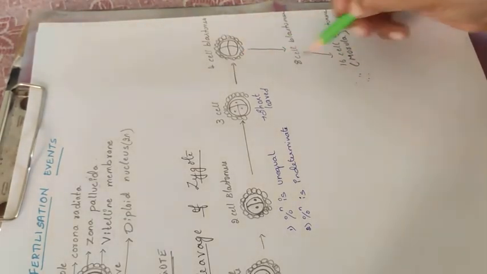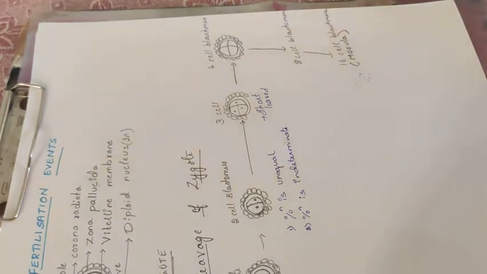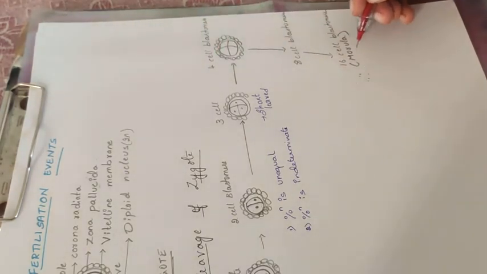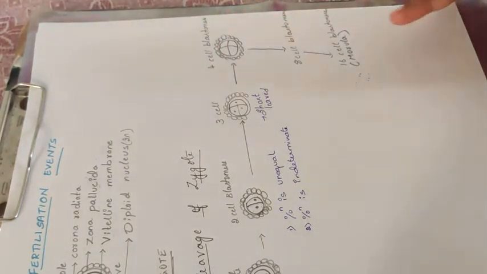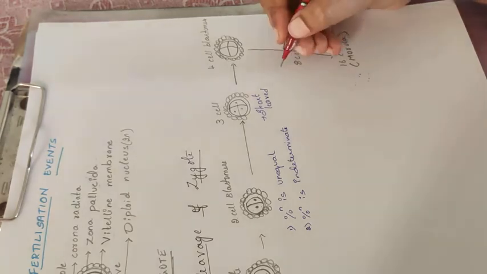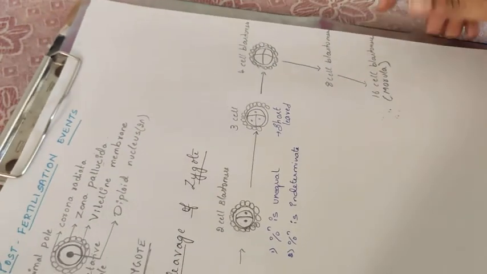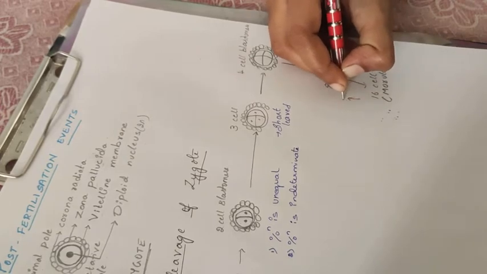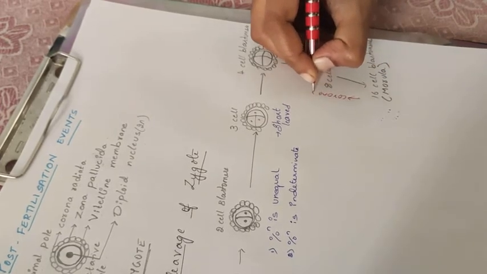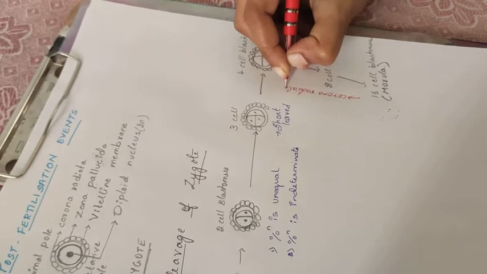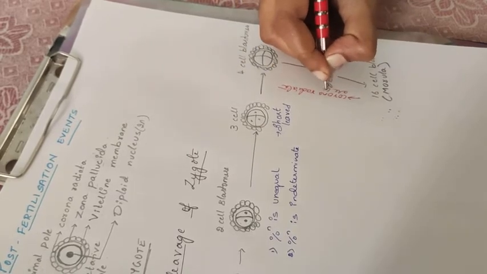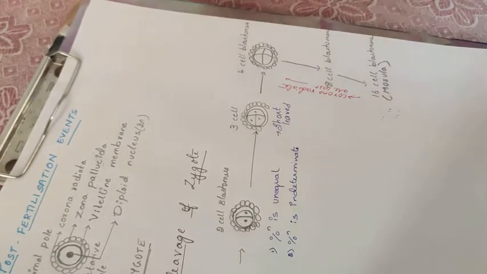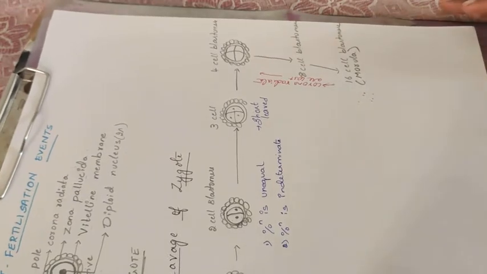But during this, that is between this 4, 8, 16, by the time it reaches the morula stage, the corona radiata membrane is lost. Clear? Between this process, the corona radiata is lost. Clear?